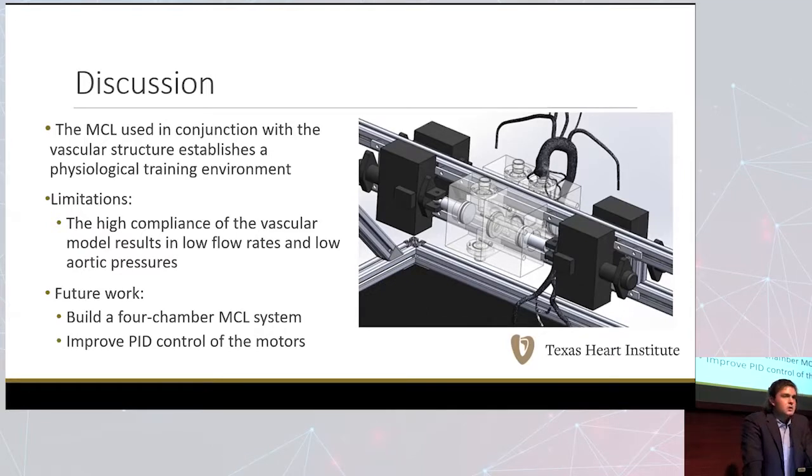As I mentioned, flow is rather low when the MCL is connected to the vascular structure. And this is because the vascular structure essentially acts as a giant compliance chamber. Normally this causes high pressures to dissipate rather quickly, and so the left ventricle and aorta can't reach target pressures. So in order to counteract this, we have pretty high resistance following the vascular training model. And this high resistance allows us to reach target pressures, but it has a direct effect on the flow. So flow is low, probably around 3.